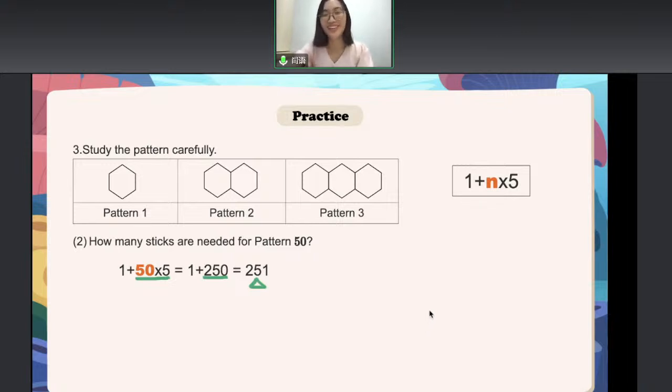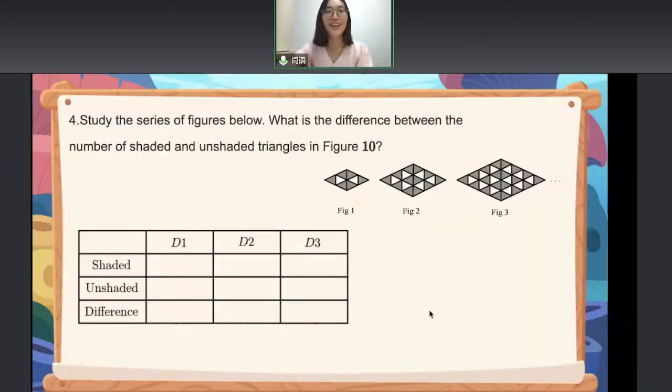So far, so good? Not that hard, right? Okay. Now, let's try a bit more difficult question. Study the series of figures below. What is the difference between the number of shaded and unshaded triangles in figure 10? For this question, everyone, let's read it again. What is the question here? Do we need to figure out the number of shaded triangles only? Or do we just need to figure out the number of unshaded triangles? No. The question is, what is the difference between the number of shaded and unshaded triangles in figure 10?